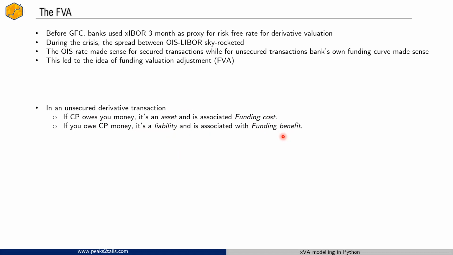Variation margin, for example, is the collateral that gives you funding benefit because you can rehypothecate that collateral. You can use that collateral in some other transaction. But the initial margin does not give you funding benefit because you cannot use initial margin. It will be opened only when somebody defaults. Okay, it is called segregated. So you cannot use that. So this is the idea. Now let's look at the calculation.